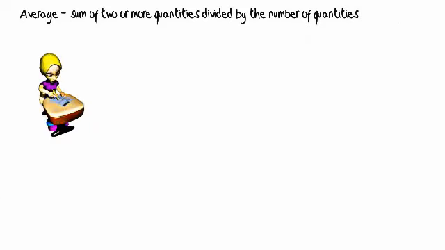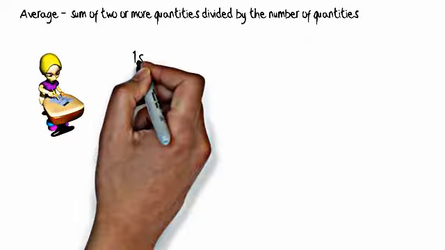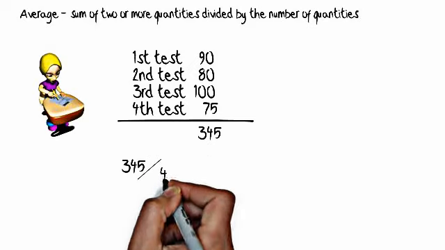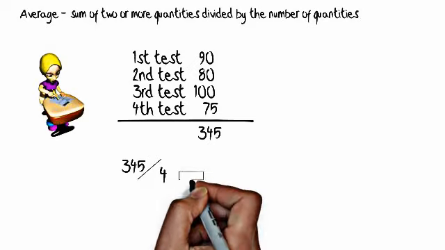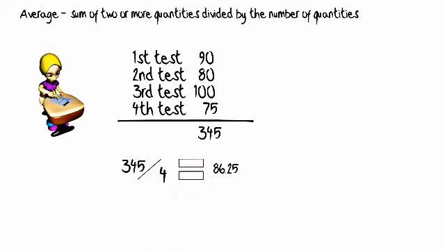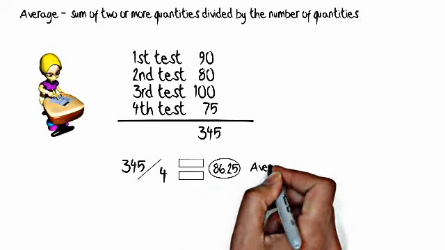So if you think about taking tests, let's say you took 4 tests. On the first test you score 90, the second test you score an 80, third test you score 100, and the fourth test you score 75. To get the average, you would add those numbers together and you get 345, and then you would divide that by 4. That's the number of quantities or the number of tests that you took. So 345 divided by 4 is 86.25. So your average on those 4 tests is 86.25.